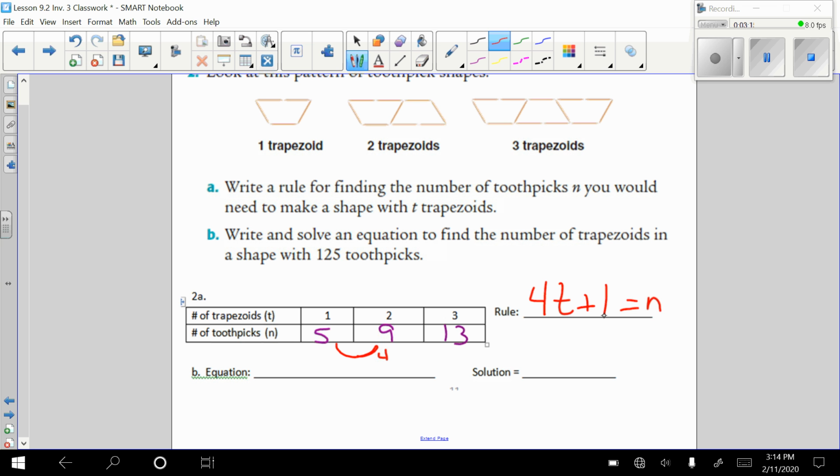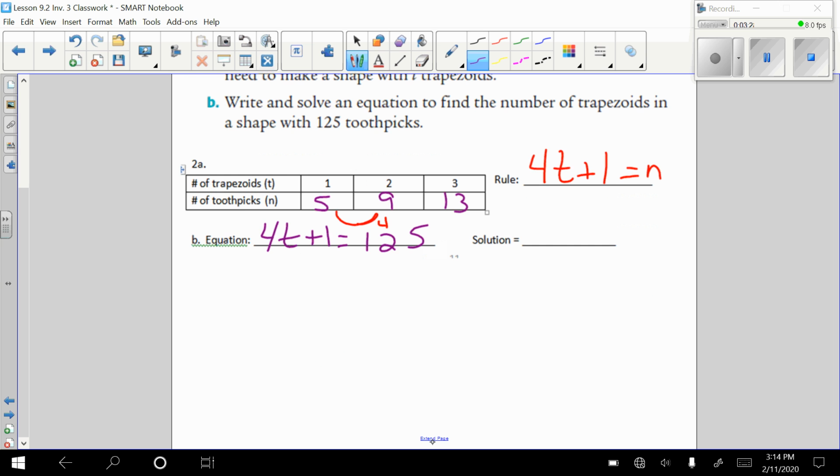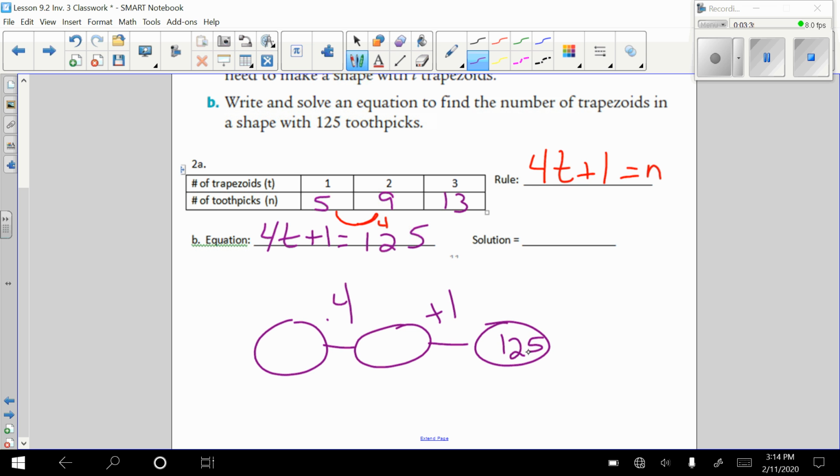There's my rule. Now if I had 125 toothpicks, how would I write an equation? Well, toothpicks is represented by n. So I would write that 4t plus 1 equals 125. Then I would use my backtracking to solve. The first thing I did to the variable was times 4. Then I added 1, all to get to 125. Now backtrack it. The opposite of plus 1 is minus 1. That gives me 124. The opposite of times 4 is divide by 4. That gives me 31. That means I would have 31 trapezoids.